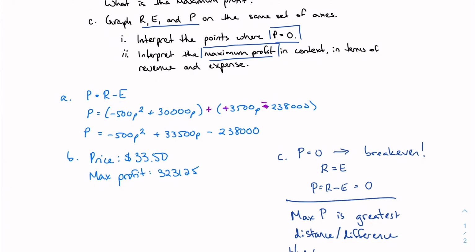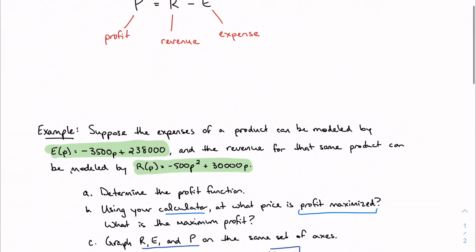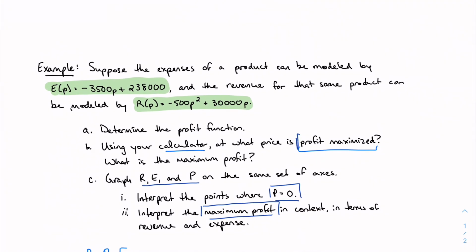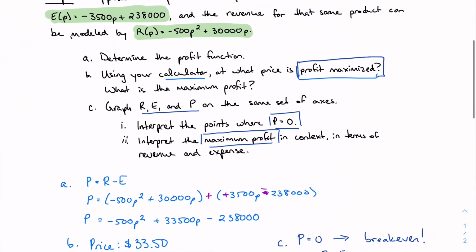between revenue and expense. So there's not a whole lot of new content in this section, right? Because we've learned how to find the maximum of a parabola before on our calculators. Maybe this new look at revenue, expense, and profit altogether is new, but hopefully a lot of this will feel familiar.